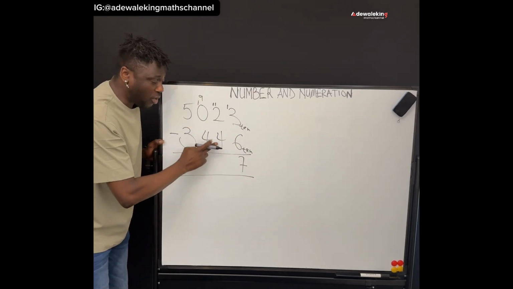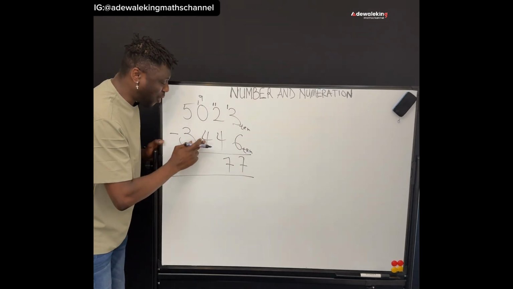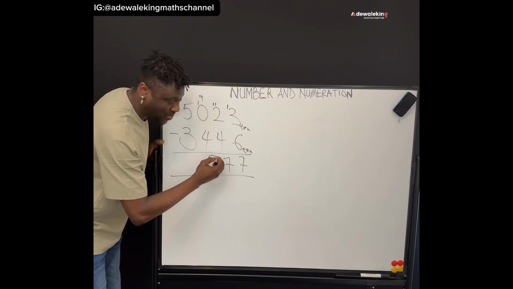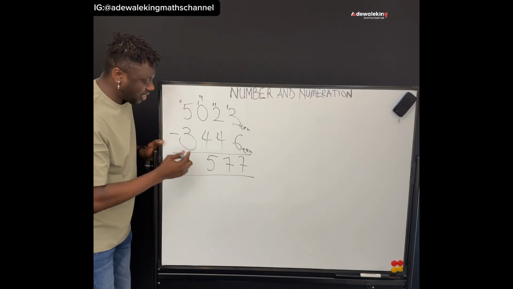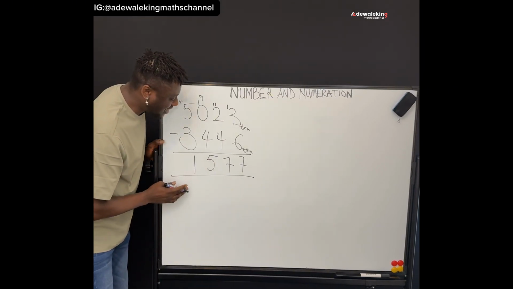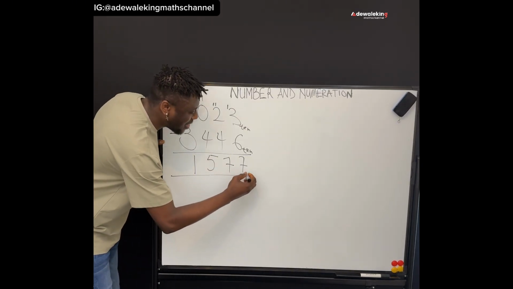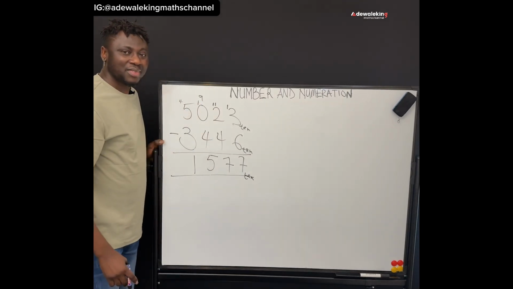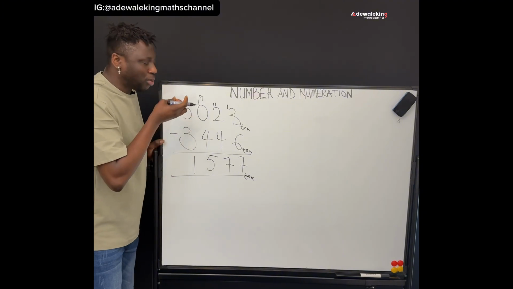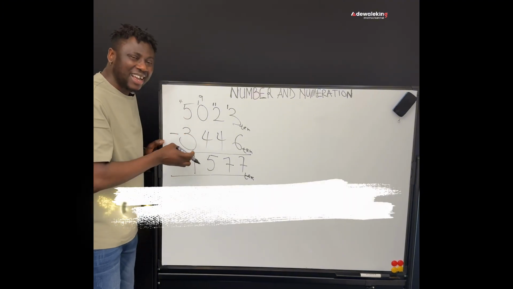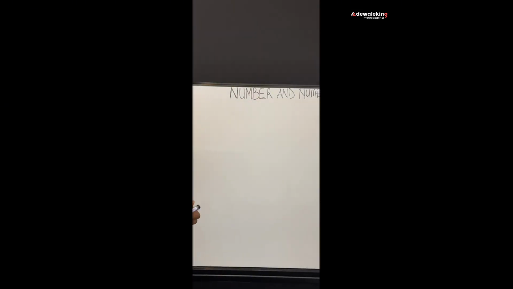11 minus 4 is 7. 9 minus 4 is 5. Now, this becomes 4. So 4 minus 3 is 1. And the answer becomes 1577 in base 10. Now let's look at another example in another base to buttress our point that 1 and 0 are not 10. Let's still use the same number.